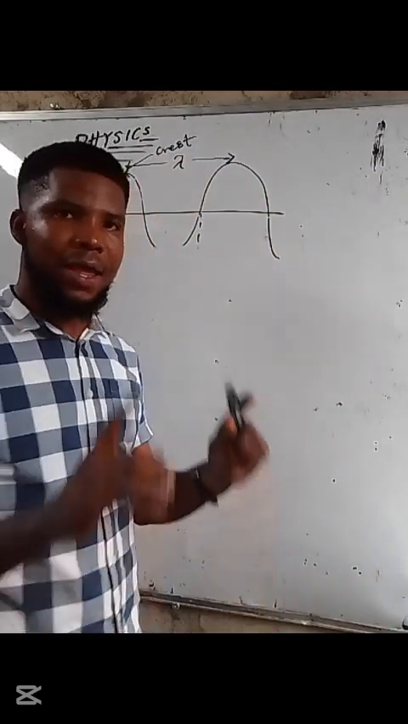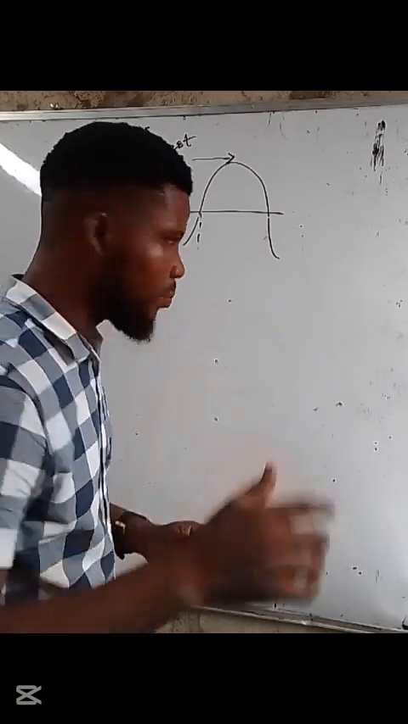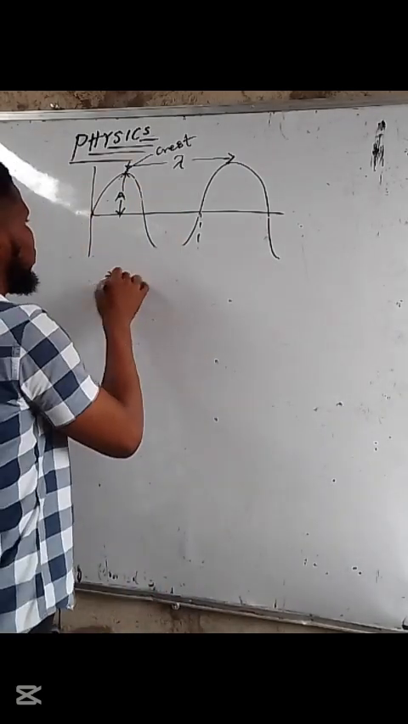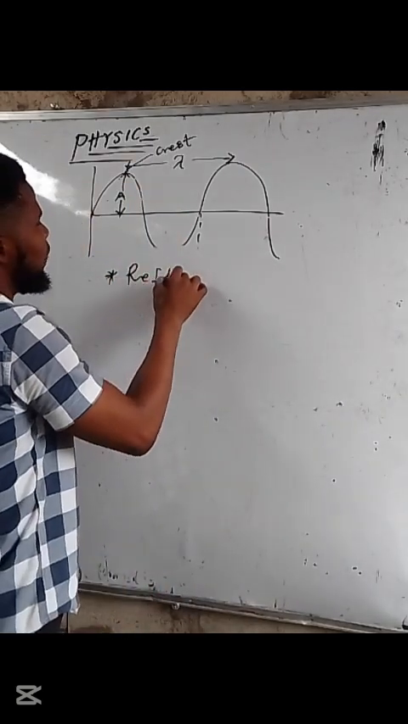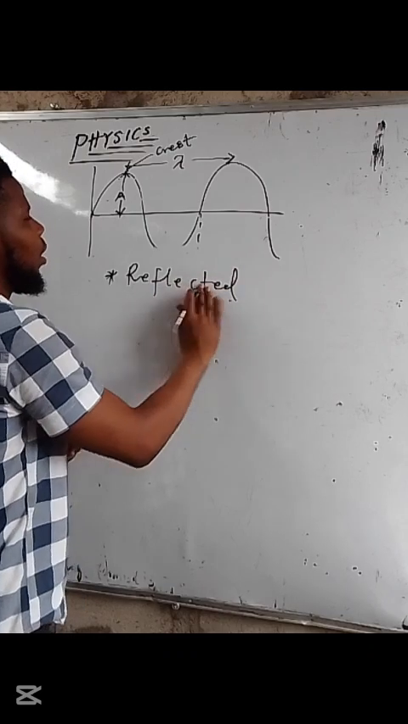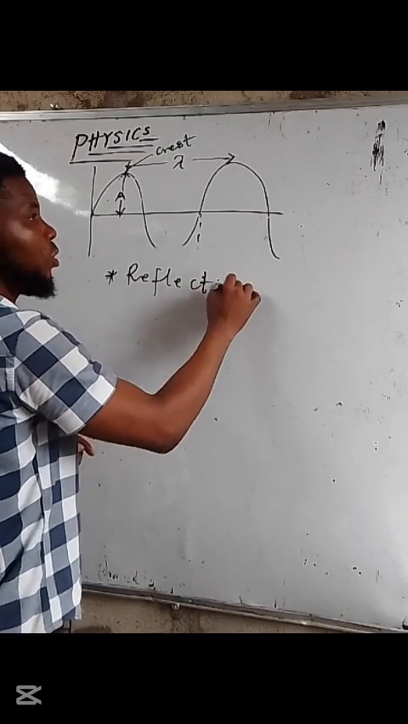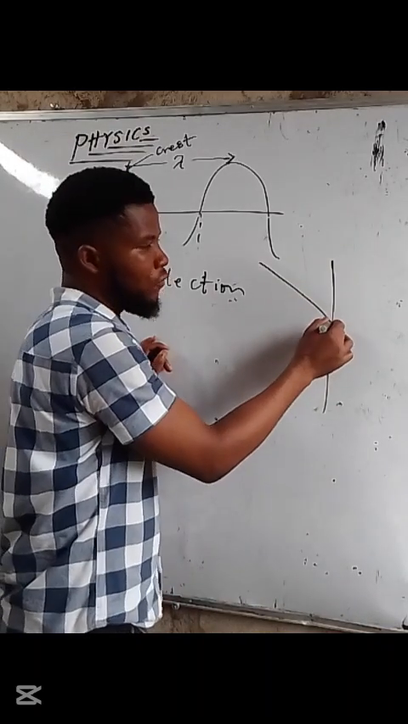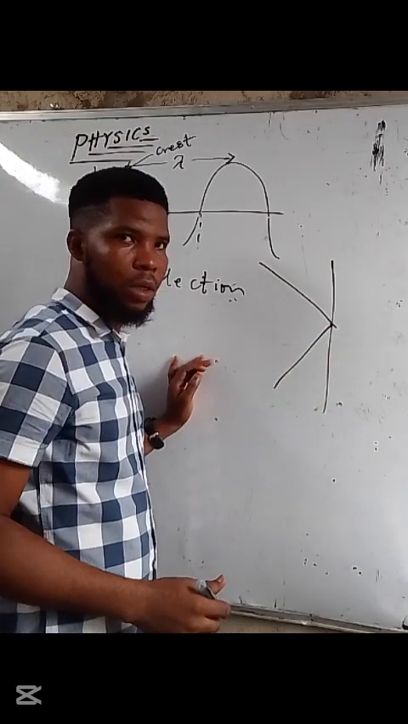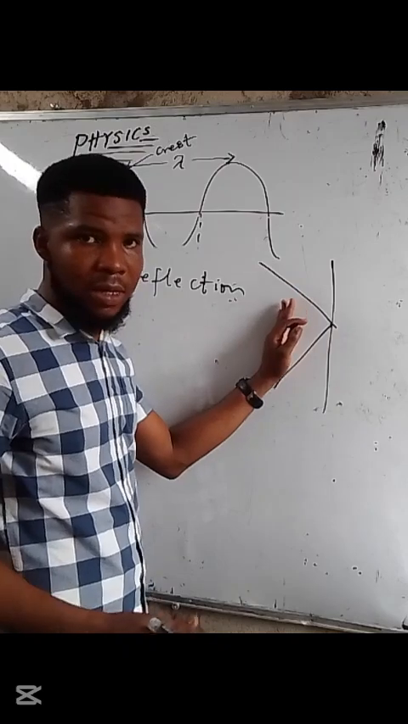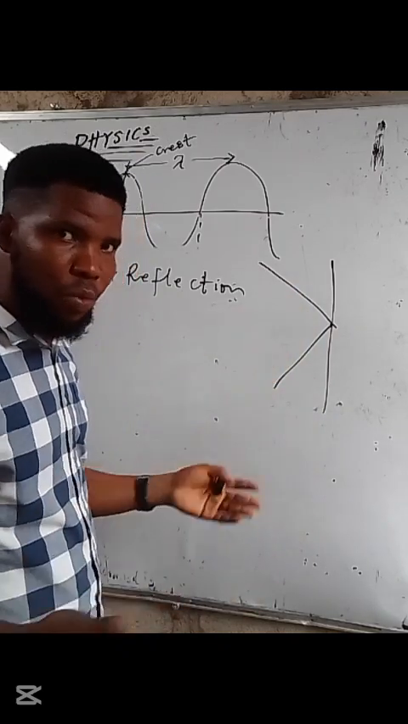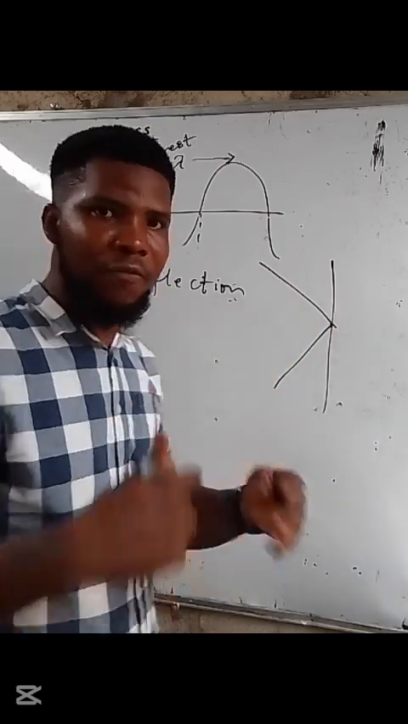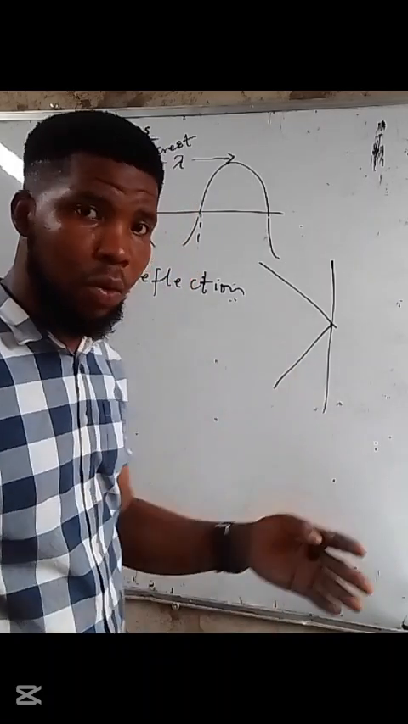Now, a wave can be reflected, very important. Let's use the word reflection. So what is reflection? If the wave strikes a plane surface, it changes direction this way. That is reflection. Light wave reflects, sound wave reflects. The reflection of sound wave, you get the word echo.